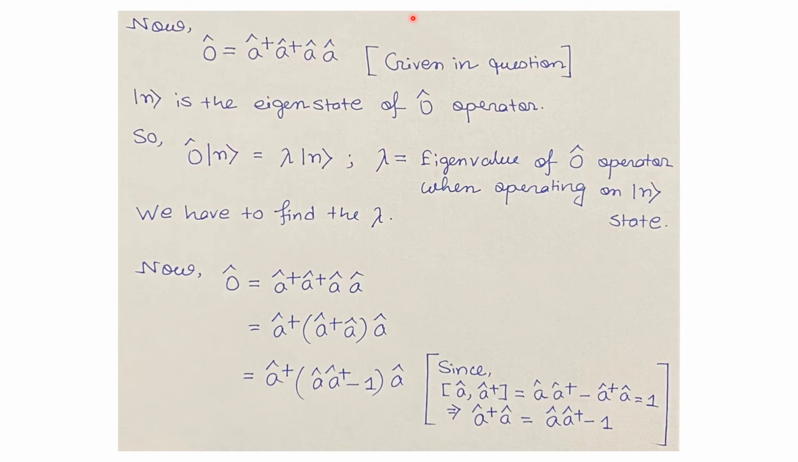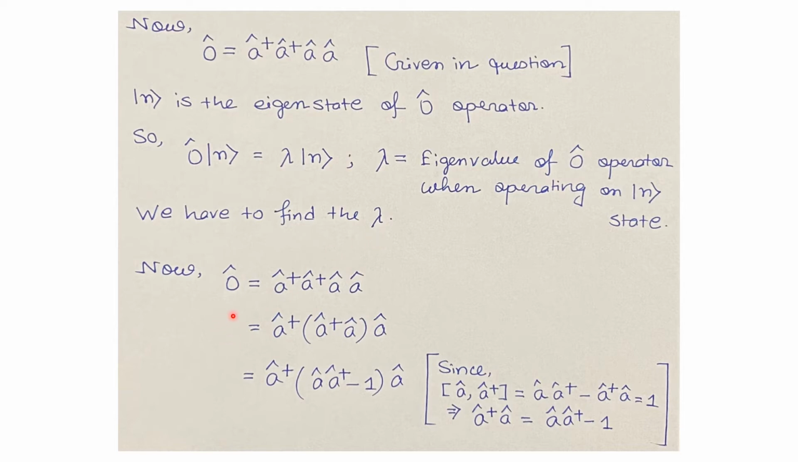Now according to the question, we have to deal with the operator O cap equals a cap dagger, a cap dagger, a cap, and a cap. It is also given that the state n is the eigenstate of the O cap operator. So we can write O cap operates on the state n equals some eigenvalue lambda times the state n. So in the question, we have to find the value of lambda.